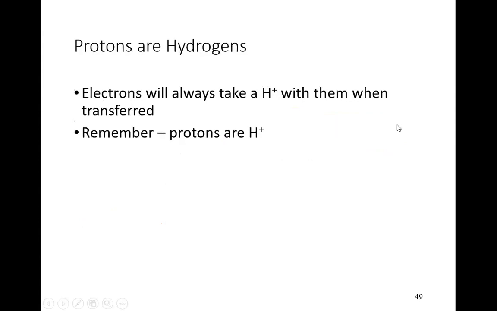Don't forget, electrons always take their BFFs, their hydrogens, with them when they get moved around. When we are stripping electrons from glucose to release energy, when we strip off the electron, we're dragging a hydrogen with it. When we're burning a candle and stripping off electrons, hydrogens are coming with it.